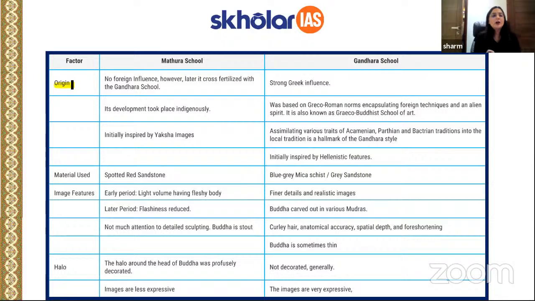Gandhara School of Art. Now, as you remember, I have told you that both of these Mathura and Gandhara Schools of Art had started flourishing at the same time period during the same dynasty, that is the 1st century AD, and the dynasty was the Kushana dynasty.